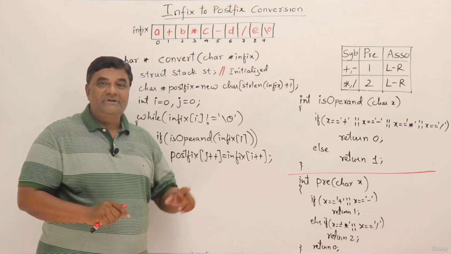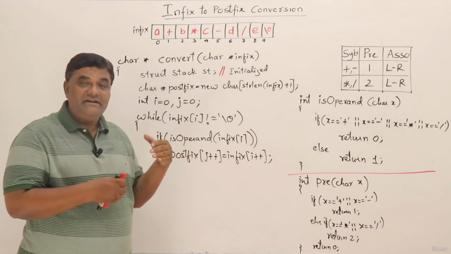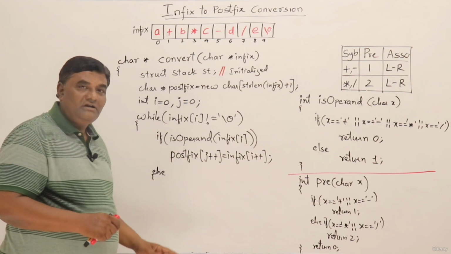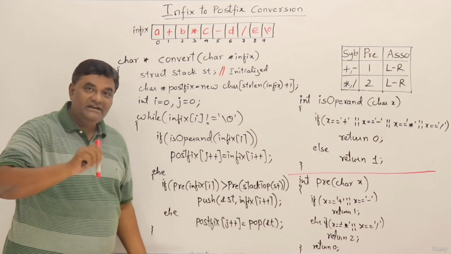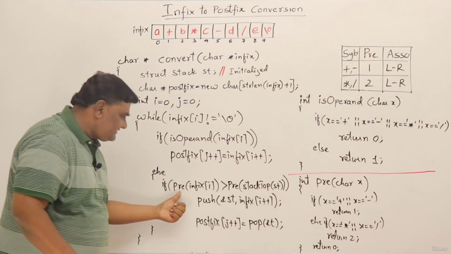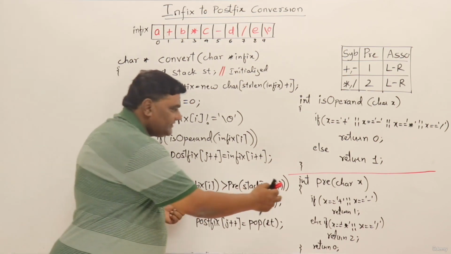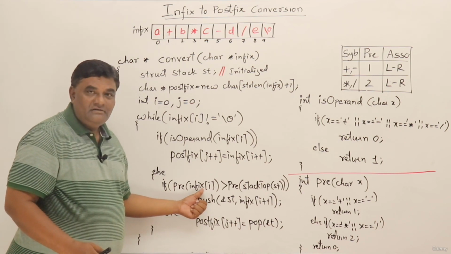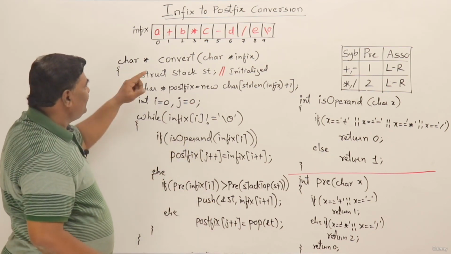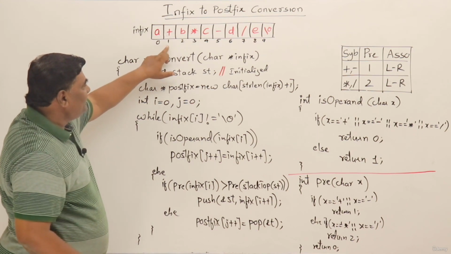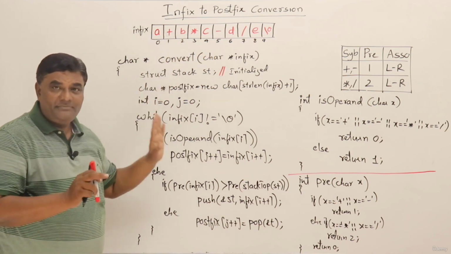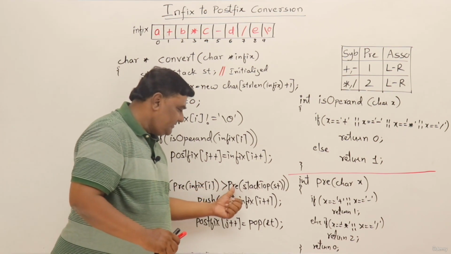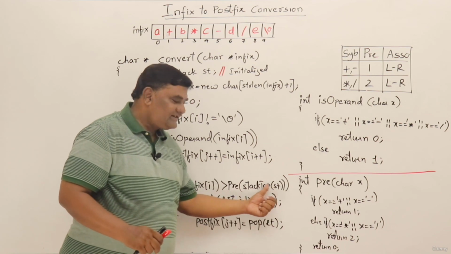If the precedence of the infix symbol is greater, then push it into the stack. Otherwise, pop out. I will write down that code. Now, here I will read it out. If precedence, PRE, this is the precedence function, of infix of i. So i may be here or here, wherever, on this operator or anywhere. It's on the operator. So the precedence of that operator is greater than PRE, the precedence of the stack top.